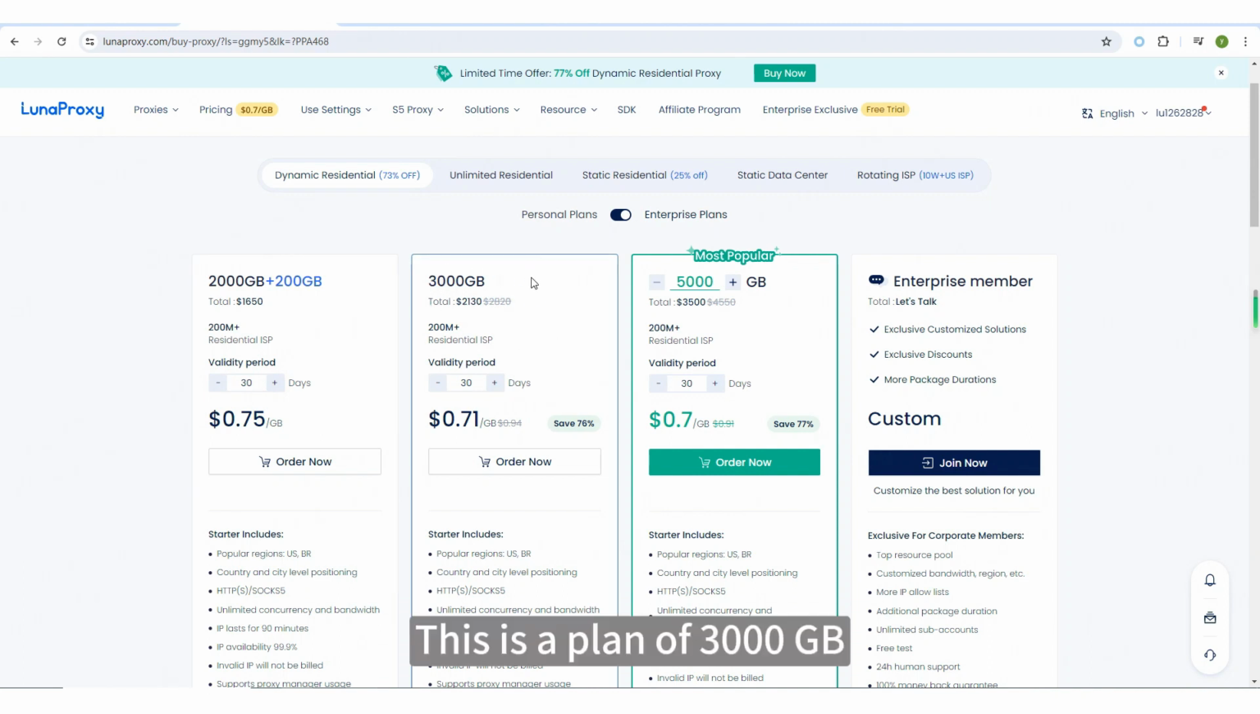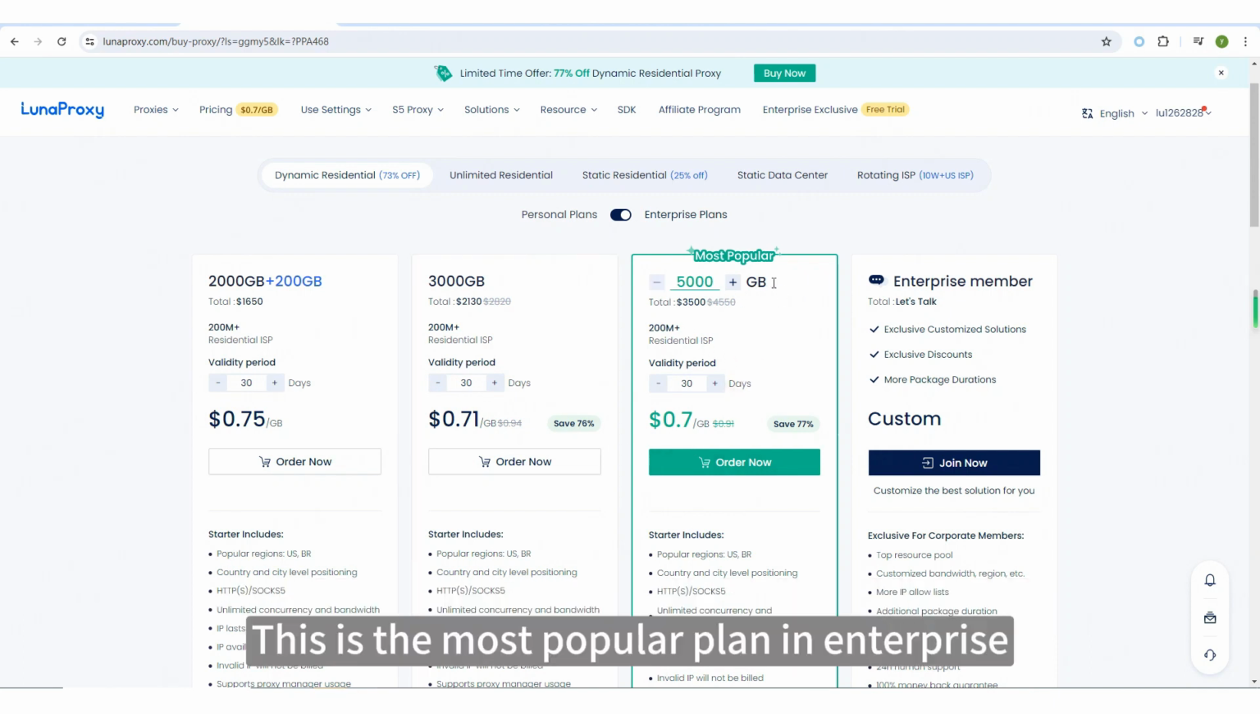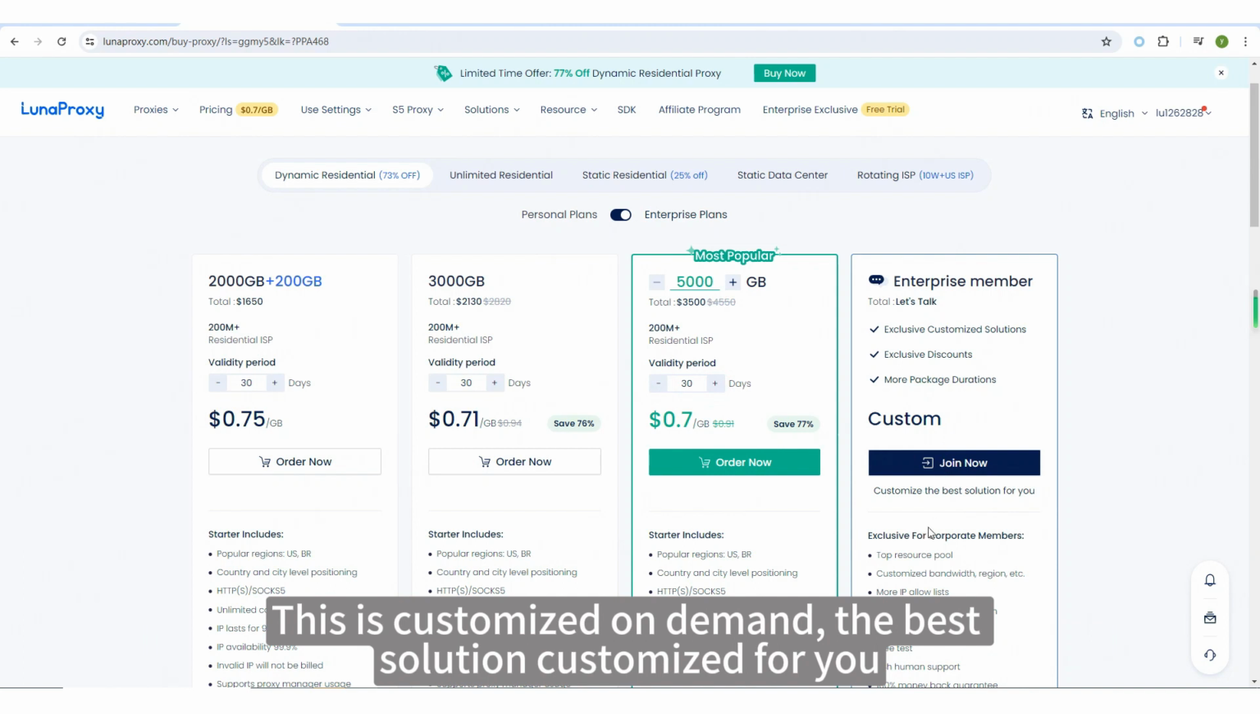This is a plan of 30,000 GB. To increase the validity period by 30 days, only one additional GB is required, $0.07. This is the most popular plan in Enterprise. After purchasing, you can get a huge traffic of 5000 GB. This is customized on demand, the best solution customized for you.